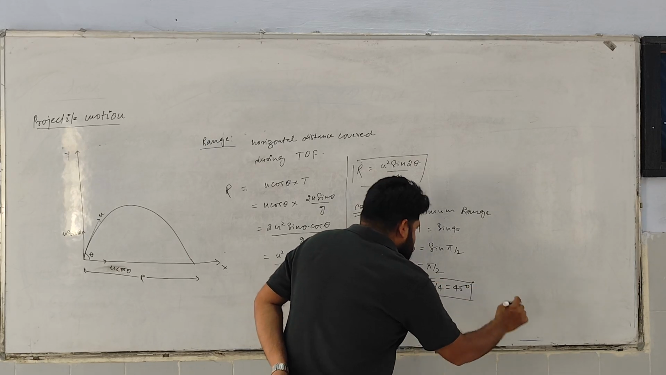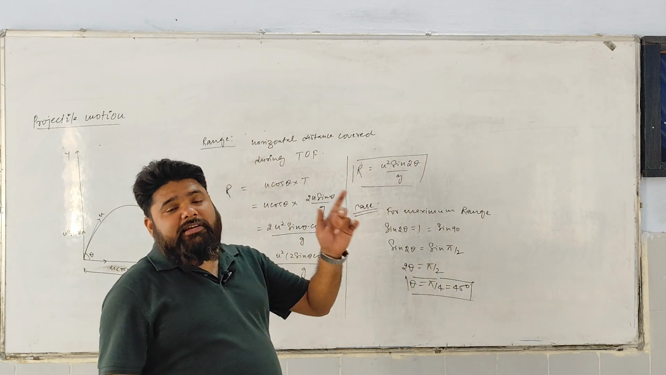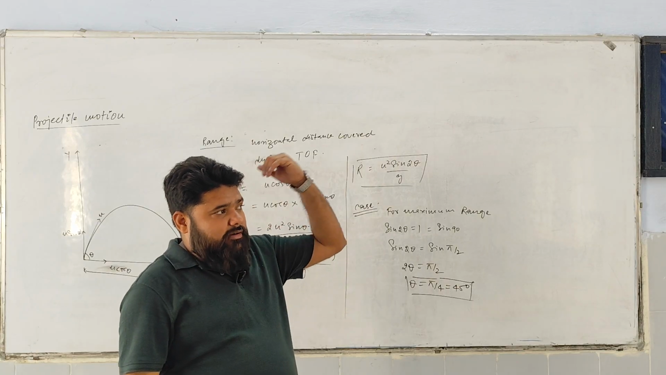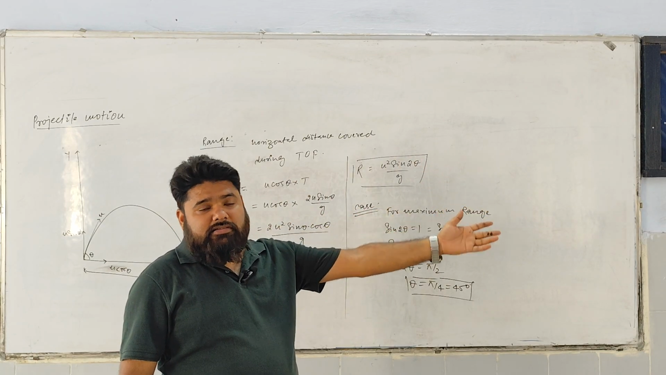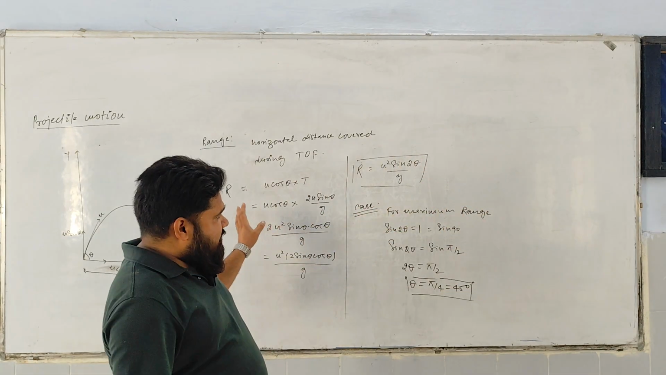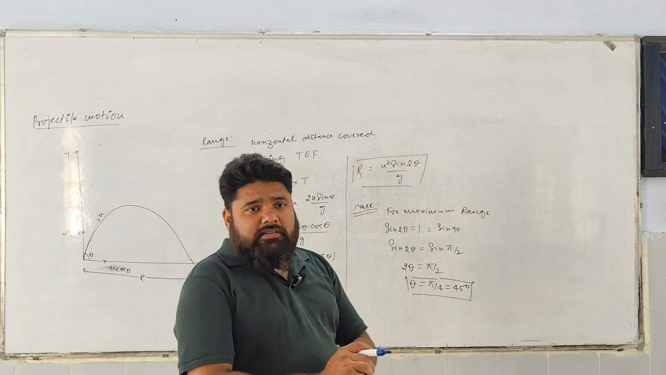So if we throw any object at 45 degree angle, then the object hits the ground at the largest distance, and that's the range. So that's all about this projectile motion. Thank you so much.